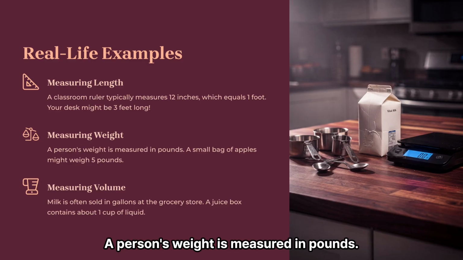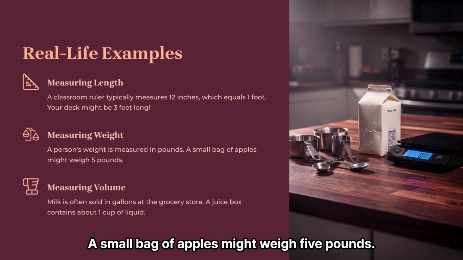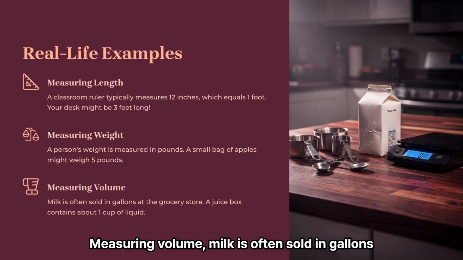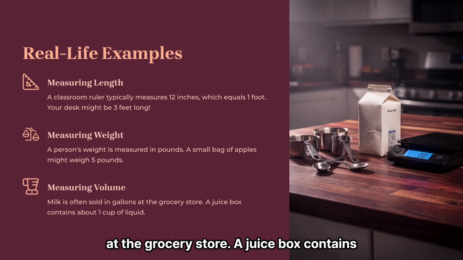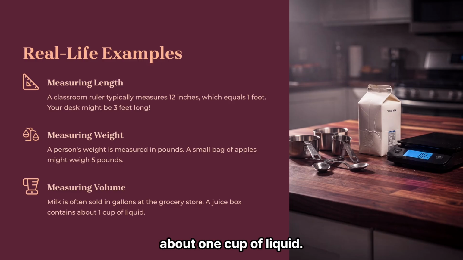Measuring weight. A person's weight is measured in pounds. A small bag of apples might weigh 5 pounds. Measuring volume. Milk is often sold in gallons at the grocery store. A juice box contains about 1 cup of liquid.